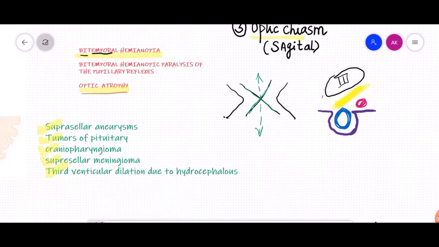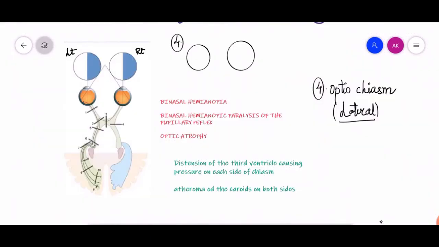So any of these structures, when they get affected, so either if it's a craniopharyngioma which is coming from the third ventricle, or it is the dilatation of the third ventricle, they will come and press upon the superior aspect of the optic chiasm. Similarly, next we come to the optic chiasm lesion involving the lateral part of the optic chiasm, which is represented by number 4 over here. So it is the lateral affection.